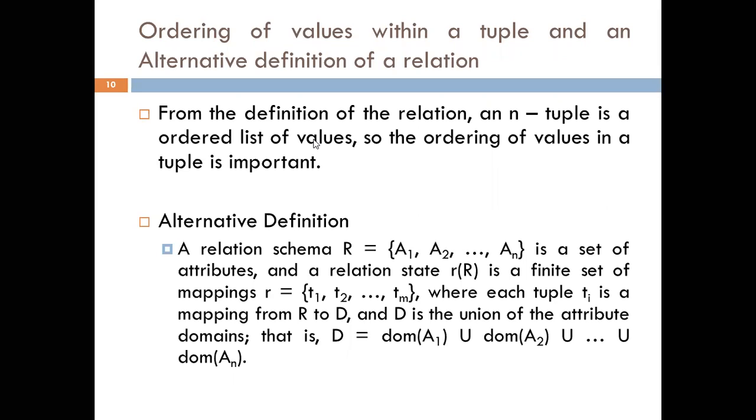A relational schema R of A1, A2 and An is a set of attributes, and a relational state is a finite set of mappings of R, where each tuple Ti is a mapping from a relation to a domain, and the domain is the union of attribute domains. So D is equal to domain of A1, domain of A2 and domain of An. We shall see how the ordering becomes irrelevant in a tuple.